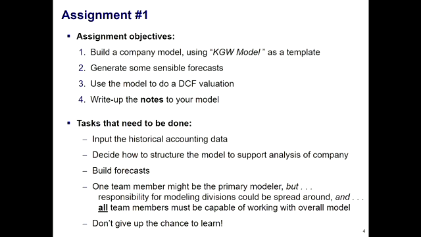Hopefully, you do not leave a task, like entering the historical accounts, to 1 or 2 members. It's a very important learning process. Don't leave it to 1 or 2 members of the group. It's not really fair for the person who's going to just write up the report.